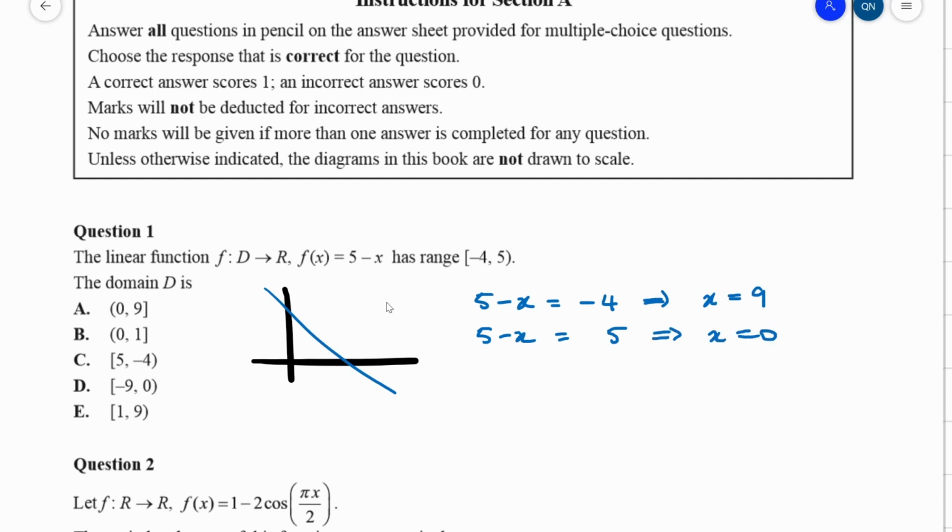Now 4 was a closed endpoint, 5 was an open endpoint, which means on this domain D, 9 must be a closed endpoint and 0 must be an open endpoint. So match up the answers, it's going to be option A.